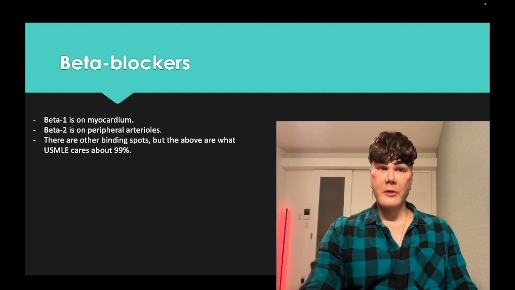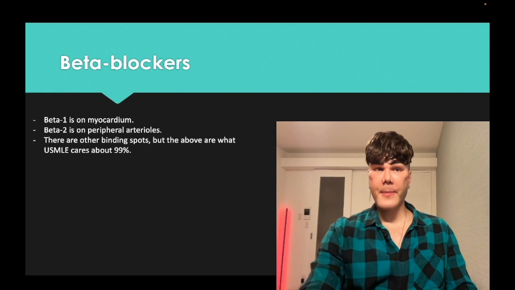So beta blockers could be an extremely lengthy discussion. So beta 1, you need to know, is on myocardium. Agonism will stimulate inotropy, chronotropy. Okay, inotropy, contractility, chronotropy, heart rate. Beta 2 is on peripheral arterioles. If you agonize it, you're going to dilate.